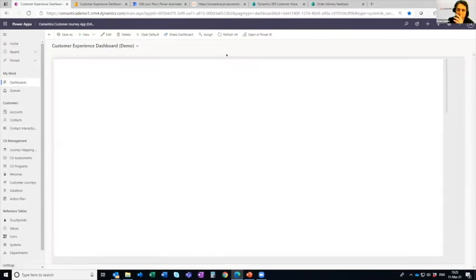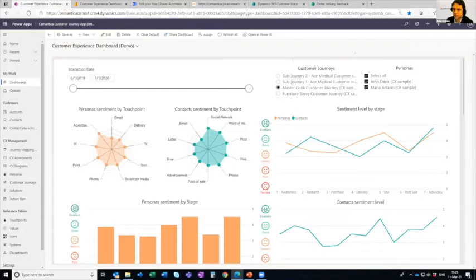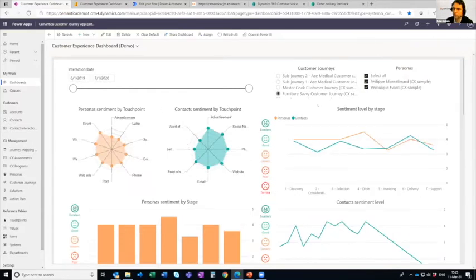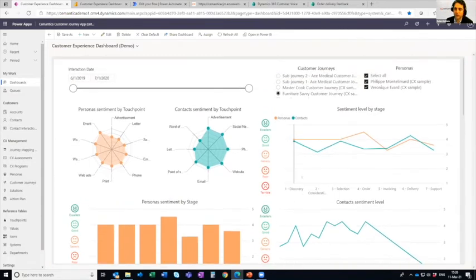So the flow of information which goes here is at the end of the day analyzed in dashboards. These dashboards have many forms. This is one of the examples of the possible dashboards where I can focus on the journey of Furniture Savvy and look at the behavior of my customer versus my personas. I can see the sentiment level over the different touch points, over the stages of the journey, and also sentiment level over time based on the data that I have provided.